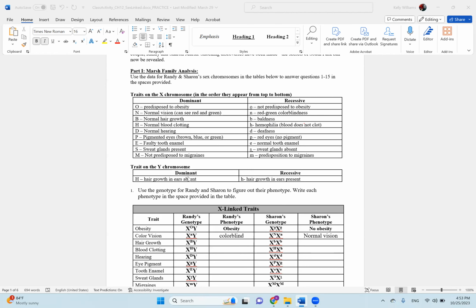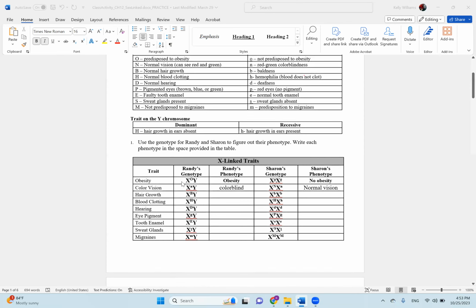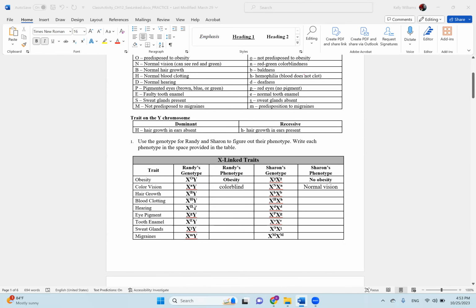All right, so these are all of our X-linked traits that occur on the X chromosome. This is our one Y chromosome trait, which is hair growth in the ears. So you're going to come down here and you're going to see genotype. Remember, genotype is what genes that individual possesses, and then the phenotype is what's observed, basically. It doesn't always mean that it's physically observed, that you can always see it. In this case, you can see a lot of these things, but not necessarily all of it, right?